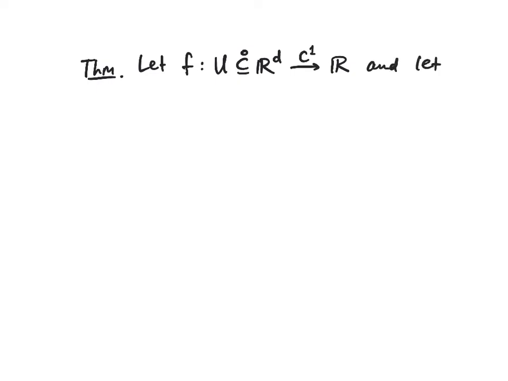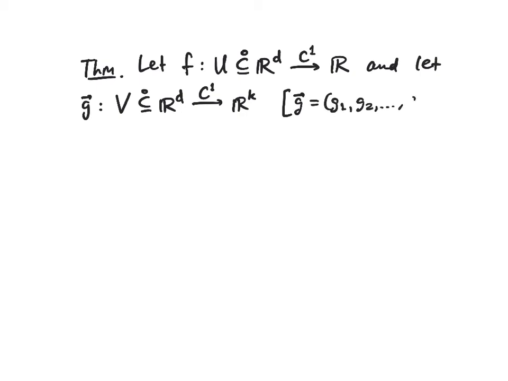Okay, and let G be a vector-valued function from an open subregion of D space, let's call it capital V, into K space, also a C1 function, in the sense that each component of G is C1. So G has component functions G1, G2 to GK, and each GJ, let's say, goes from V into the reals and is C1 for all J from 1 to K.